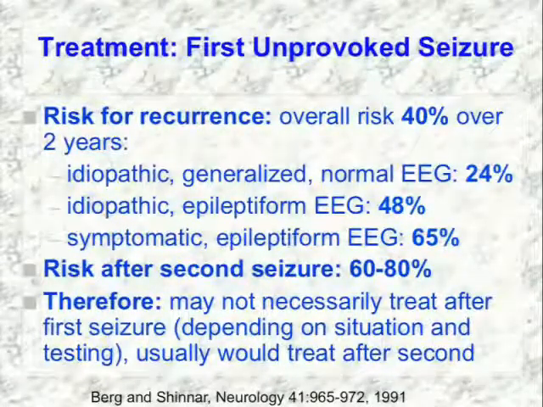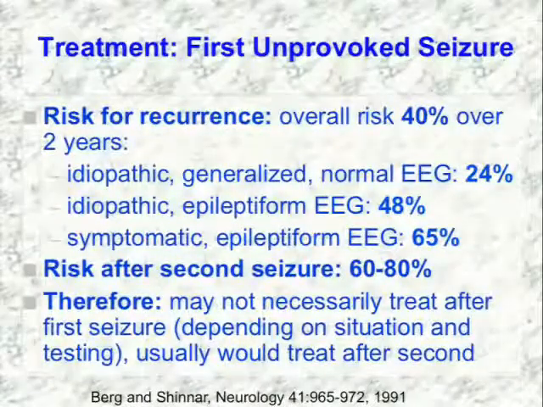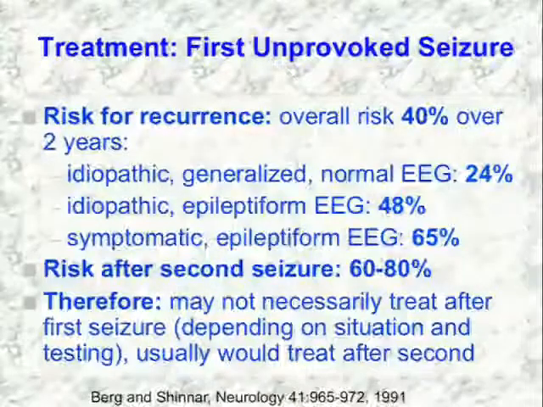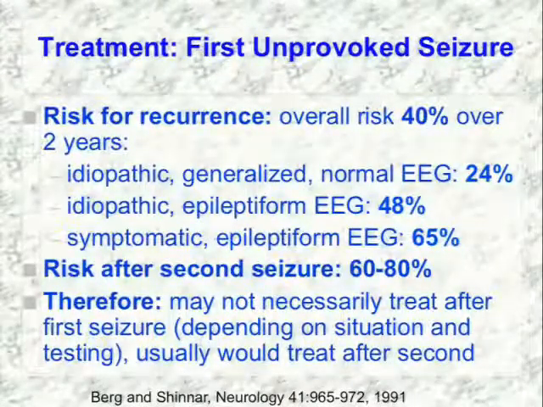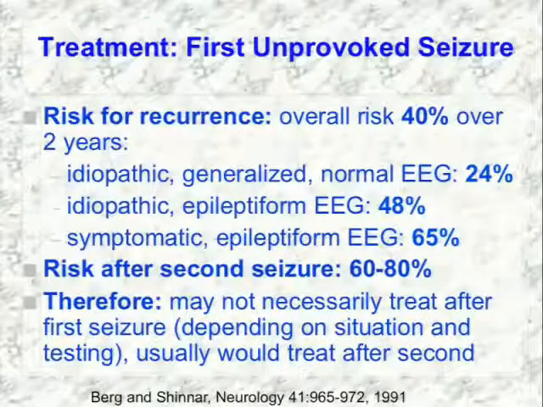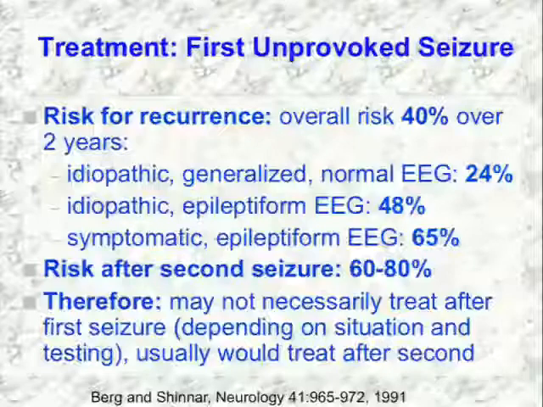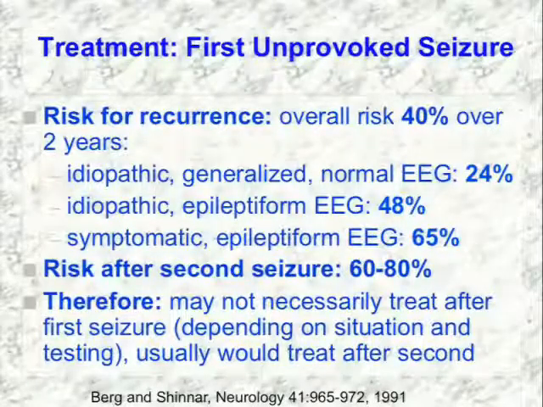So you can understand that you might not want to treat somebody with a single seizure and a normal workup, but if somebody has an abnormal EEG or an abnormal MRI scan that shows the cause, you're likely to start treatment. Then what if they have a second seizure? Well, the risk automatically goes up to 60 to 80%. So typically you would treat somebody after a second seizure.